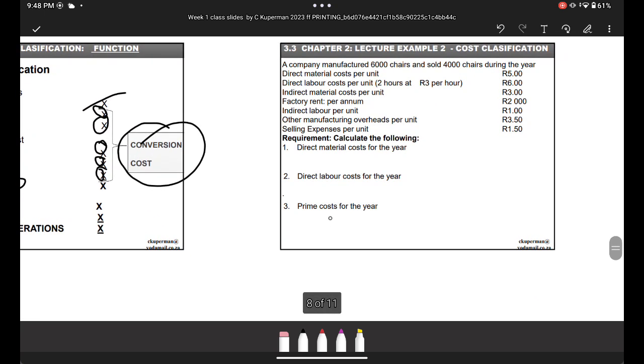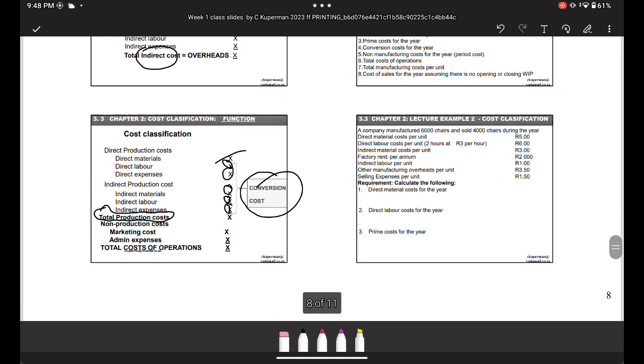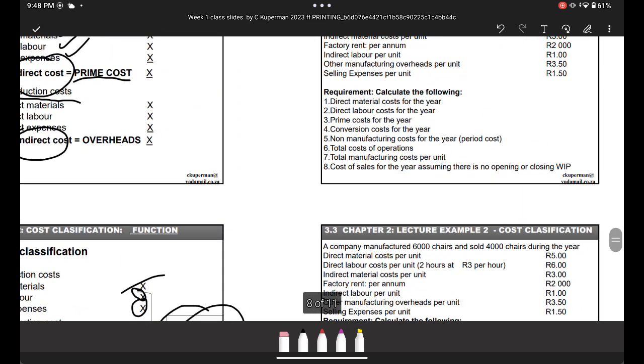So prime cost per year will be one plus two's answer, right? Easy. Total cost of operations will be all the costs above, right? Direct material, direct labor. You wouldn't repeat conversion cost. You'll say direct material, direct labor, then you'll say plus non-manufacturing cost for the year. That'll give you the total cost of operations.